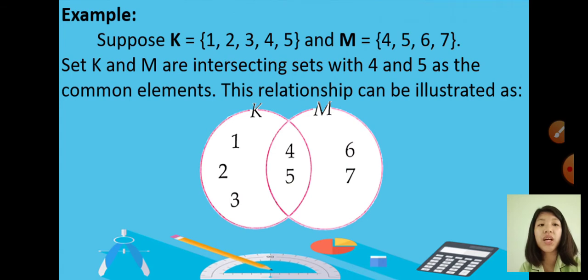Then, yung natira dun sa labas is 1, 2, 3. Bakit? Kasi yan yung mga elements ng K na wala dun sa set M. And dun, yung mga natira naman sa elements ng set M, yun yung mga elements na nasa set M na wala dun sa elements ng set K.